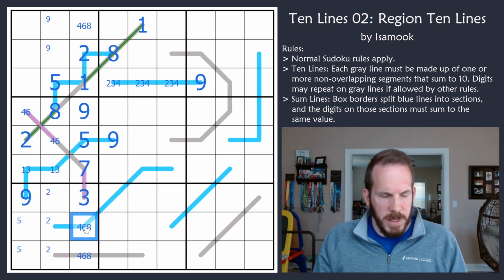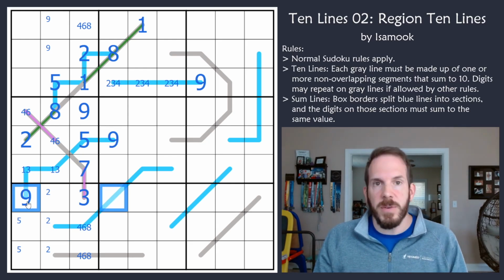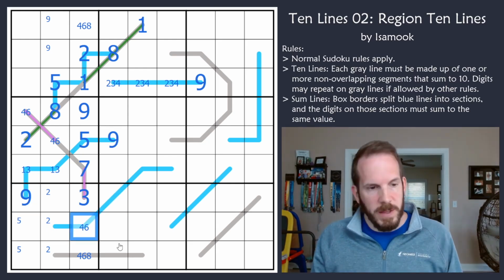Okay, this cell can't be an 8. And the reason for that is this cell sums to these 2. So if we were to make this an 8, this would have to be a 1 to sum to 9. And this would be a 9, but that puts 2 9s in row 7. So that's not an 8.